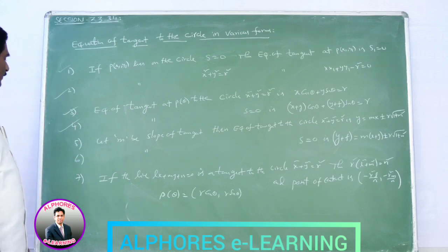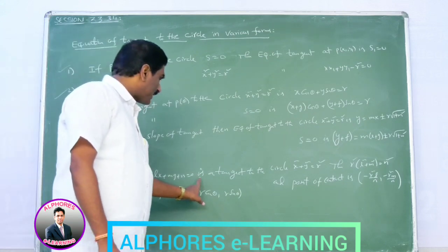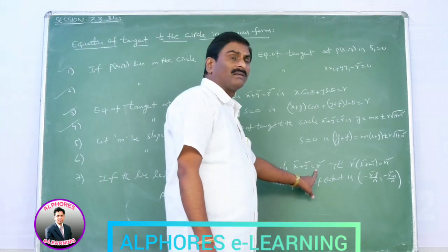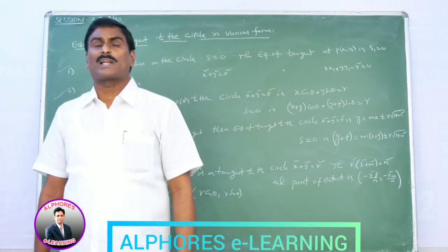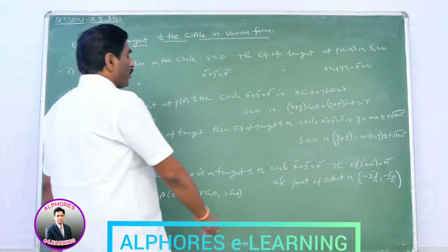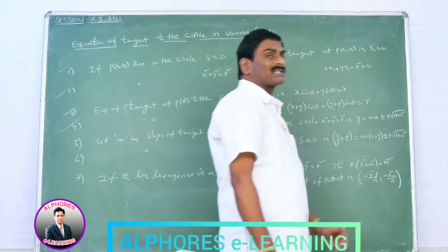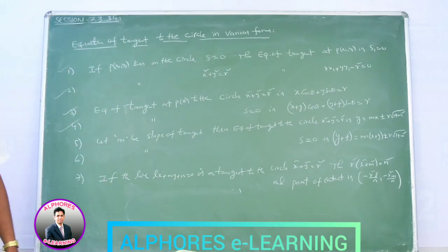Next, seventh one. If the line lx + my + n = 0 is a tangent to the circle x² + y² = r², then the condition is r²(l² + m²) = n². And at the same time, the point of contact is (-r²l/n, -r²m/n). These are very important formulas.